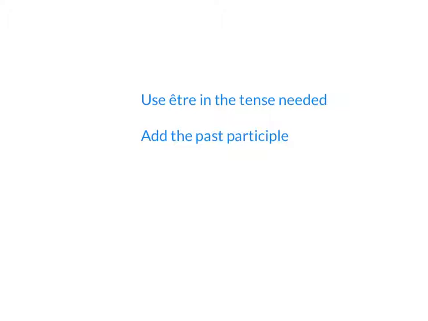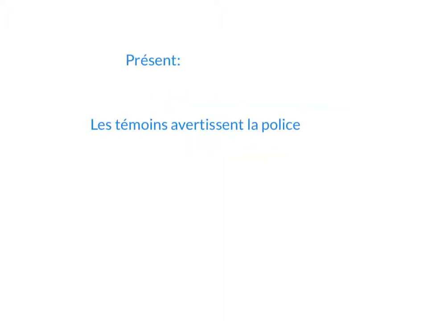So, how do we form the passive form in French? What you need is être, which you're going to put in the tense that you need, whether it's the present, the perfect tense, the future, whatever tense you need. Once you've done that, you just need to add the past participle.